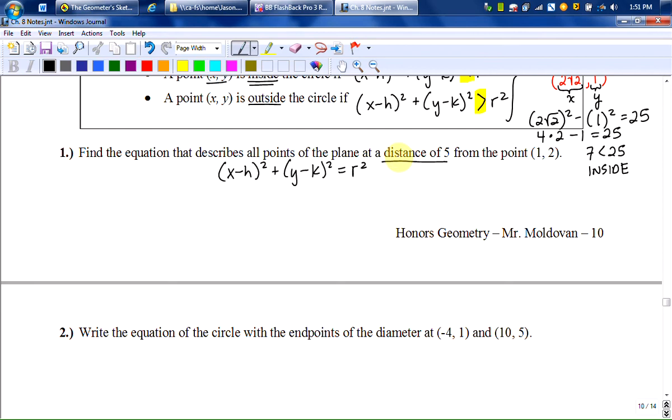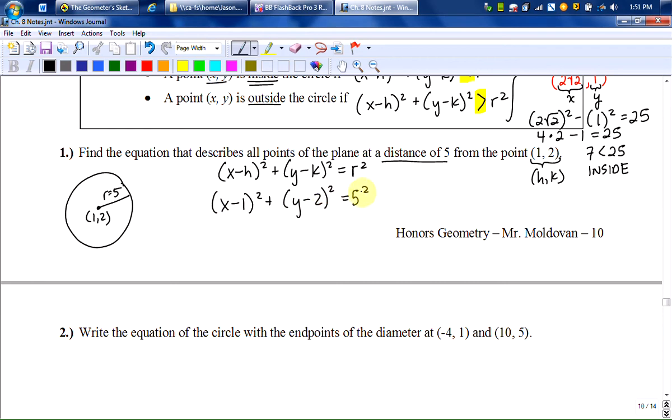Okay, so I want to keep it this distance of 5 away from the center or this point here. So I'm going to have my radius be 5. The point that's staying fixed, or that I want to have all of the points 5 units away from, is the center, which is 1, 2, which is my h comma k. So what I have here now is x minus 1 squared plus y minus 2 squared equals 5 squared.